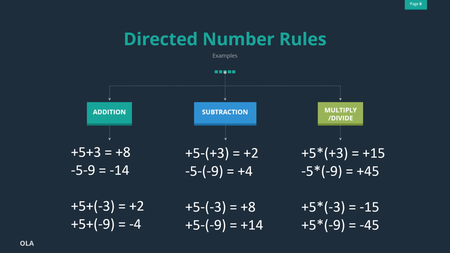Multiplication examples. When we multiply plus 5 and plus 3, we get plus 15. When we multiply minus 5 and minus 9, we get plus 45. When we multiply plus 5 and minus 3, we get minus 15. When we multiply plus 5 and minus 9, we get minus 45.